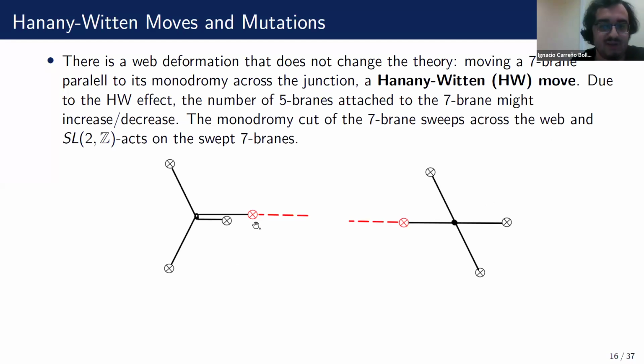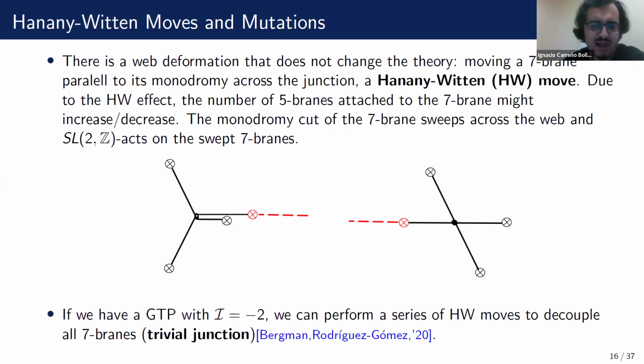Additionally, as we can see in the example of this red 7-brane that gets crossed, when the monodromic cut sweeps across half of the web, when it crosses another 7-brane, it SL(2,Z) acts on it and changes its direction because it changes its (p,q) charge. Now, if the GTP has self-intersection -2, then we can perform a series of Hanany-Witten moves to fully decouple all 7-branes. So using the Hanany-Witten effect, we annihilate all attached 5-branes. This is called a trivial junction.